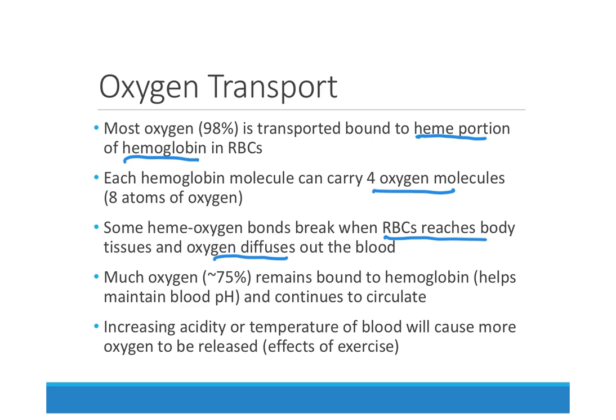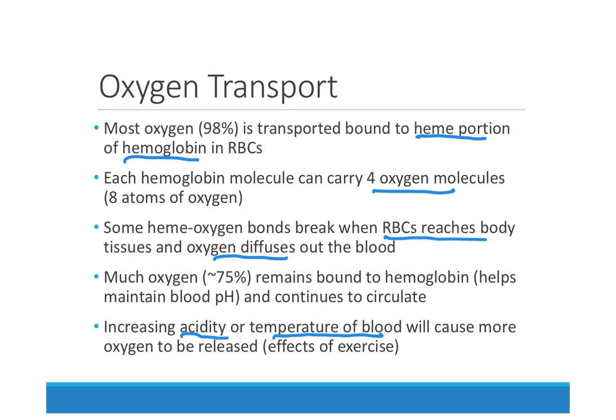There are certain things that will encourage the oxygen to be released from the hemoglobin. As the acidity of the blood rises, which will happen if carbon dioxide is moving into the blood, because carbon dioxide plus water makes carbonic acid, and so the blood will become slightly more acid, which allows more oxygen to be released. Or if the blood temperature goes up, more oxygen will be released.